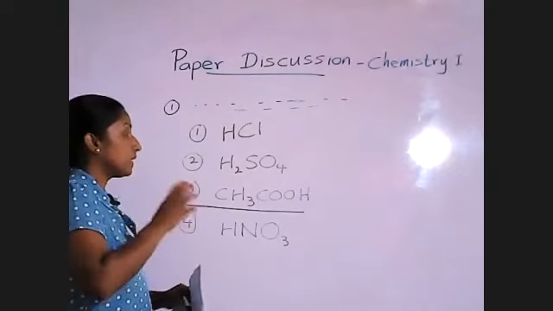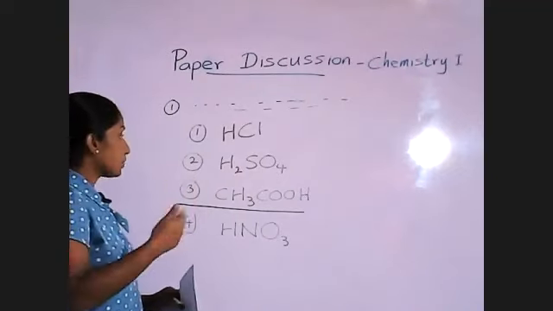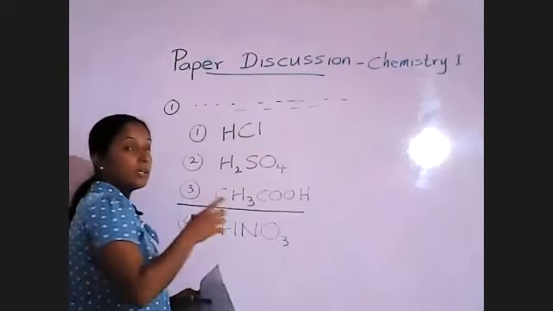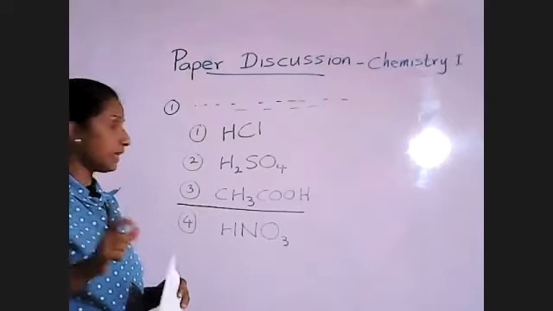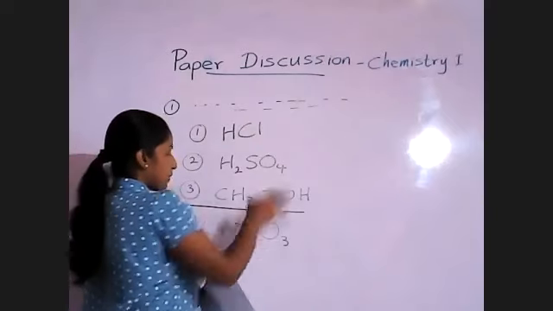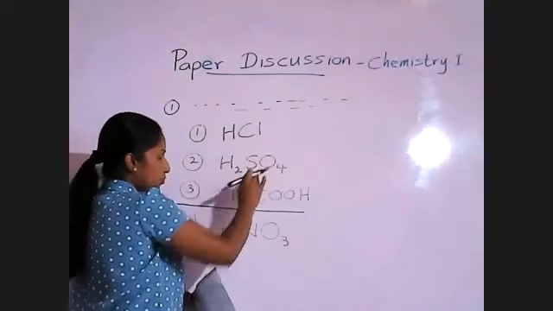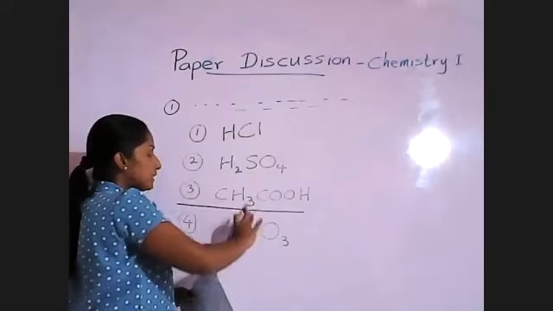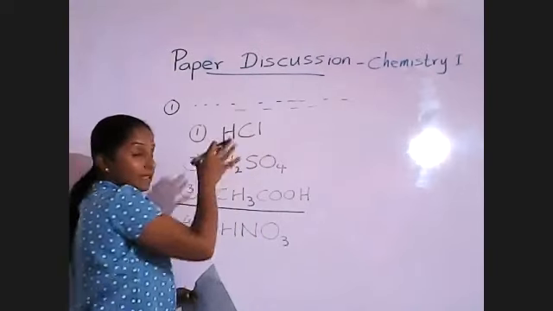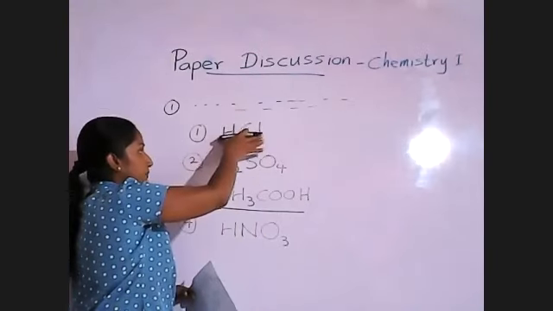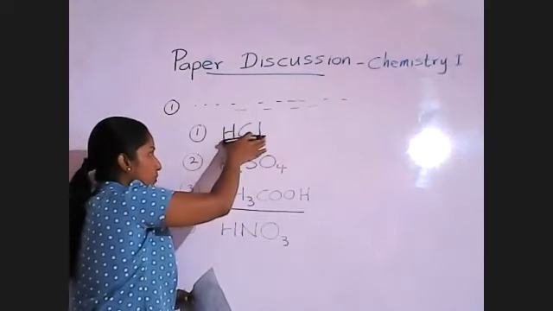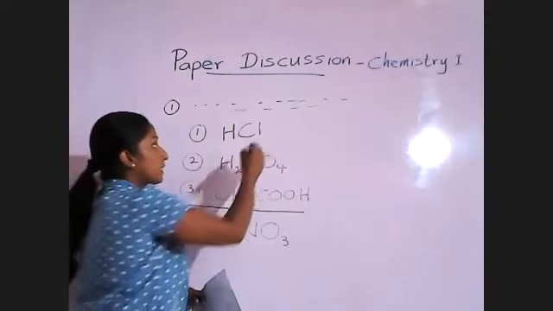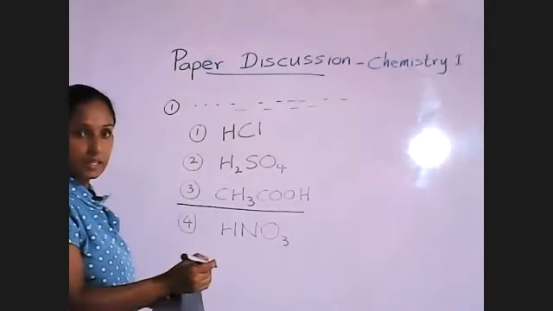Because most probably, for the next question, they can use these answers to make a question. So when we consider these 3, HCl, H2SO4, and HNO3, according to the question, what are these 3? Strong acids. These 3 are strong acids.